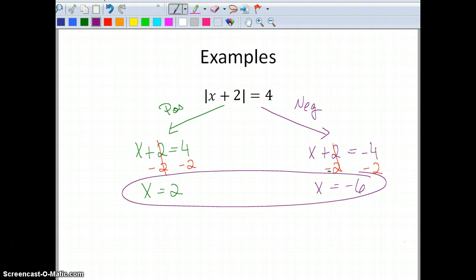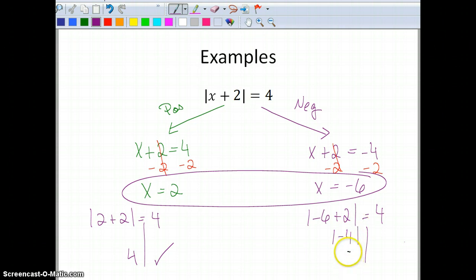And if I want to check them real quick, that's real easy. I'm just going to say the absolute value of 2 plus 2. Well, 2 plus 2 is 4. The absolute value of 4 is 4. This one checks out. The other one, the absolute value of negative 6 plus 2, I'm hoping is equal to 4. Well, negative 6 plus 2 is going to give me 4, or negative 4, I'm sorry. The absolute value of negative 4 is 4. This one checks out as well.